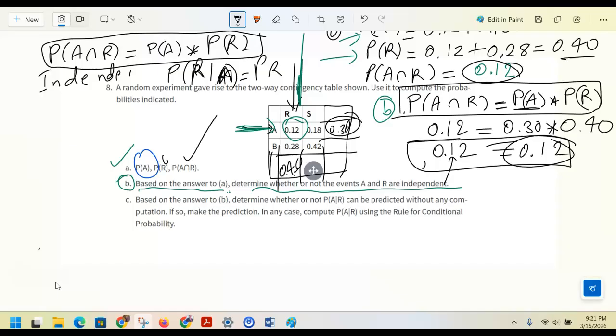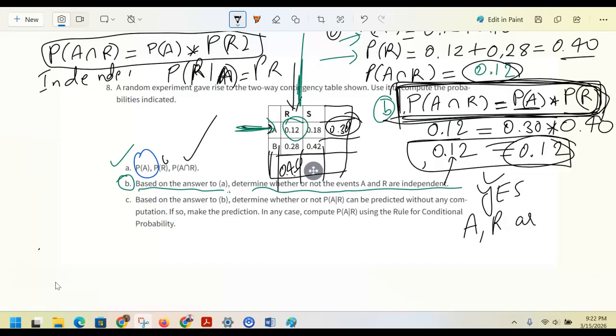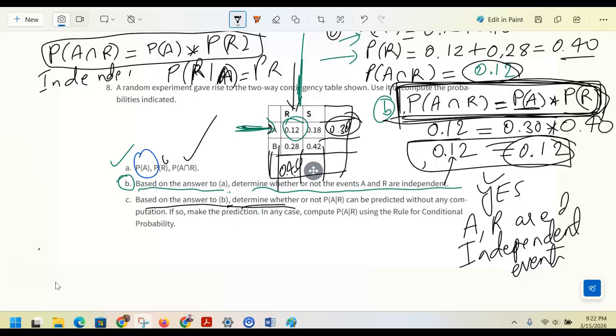So this formula really works. The multiplication rule of probability reduces to this if two events are independent, and this has to hold, and this is true. So we say yes, A and R are independent events. Okay, the next question is asked based on this: check whether or not P(A|R) can be predicted without any computation.